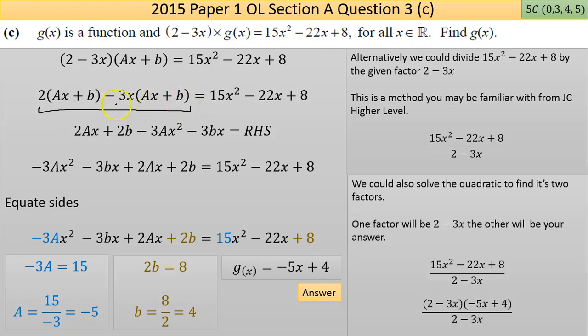Minus 3x by b is minus 3bx. Now that's equal to the right-hand side. I'm not going to bother putting in the equation; you can just always write that equal to whatever that side is.